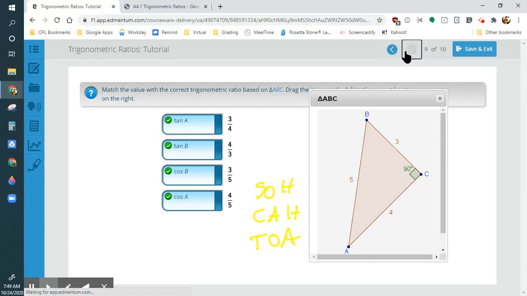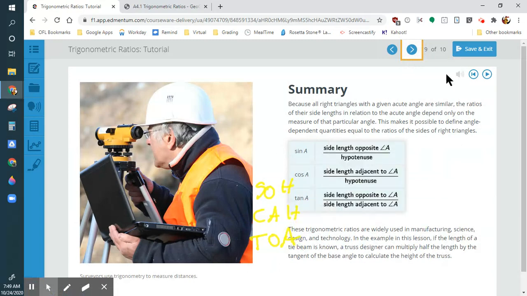All right, guys, and that was it. So that's basically our SOHCAHTOA. I think they actually talk about SOHCAHTOA a little later, but for right now, this is what you have to have memorized and what I'm going to put on the Kahoot on Tuesday.